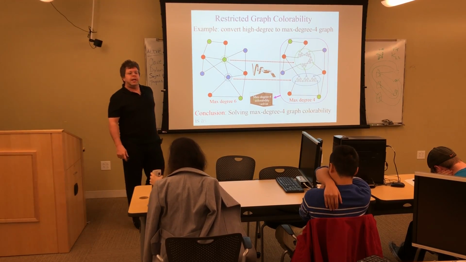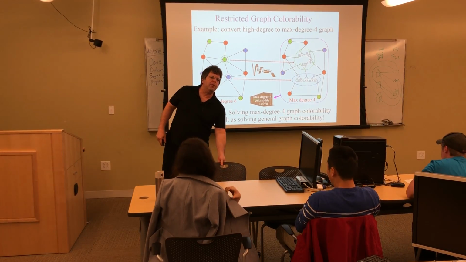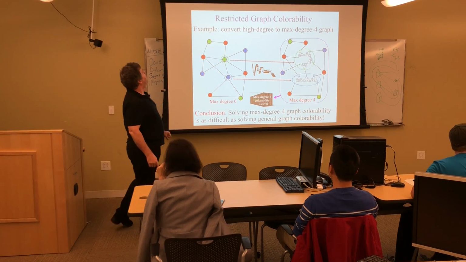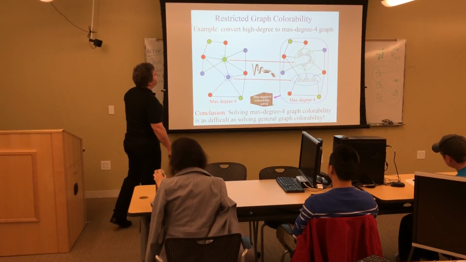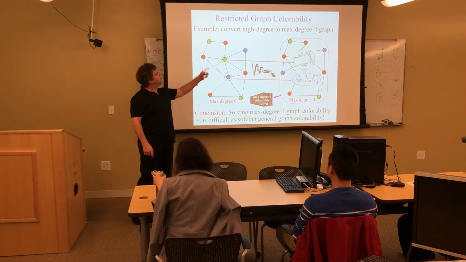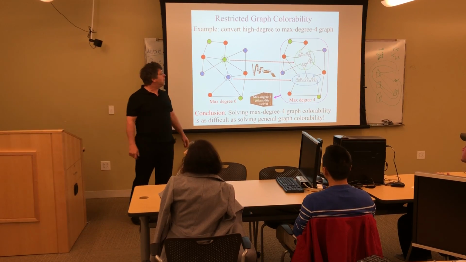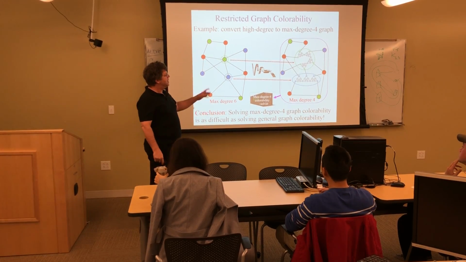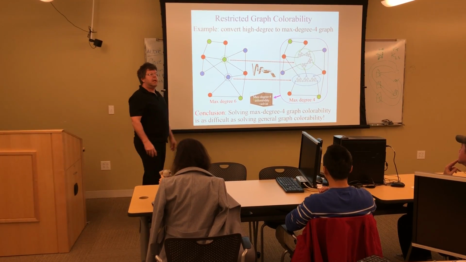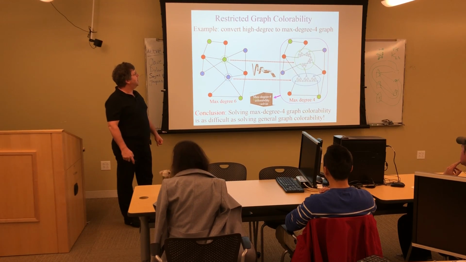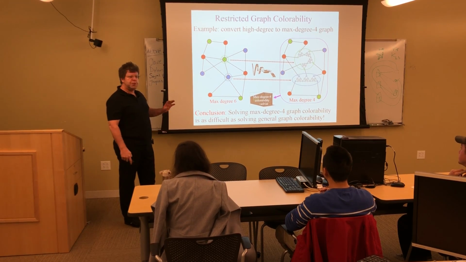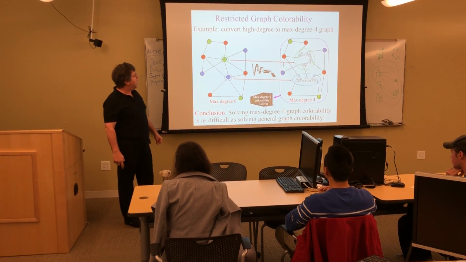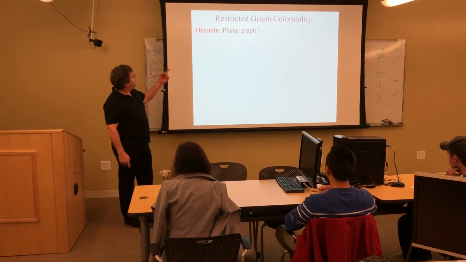All right, we're continuing with graph colorability. We just proved that graph 3 colorability is NP-complete, even if you restrict the degree to be maximum 4, which is kind of surprising because degree 0, 1, and 2 becomes trivial to do efficiently if you talk about colorability of smaller degree, max degree graphs. And now we're going to turn our attention to planar graphs.